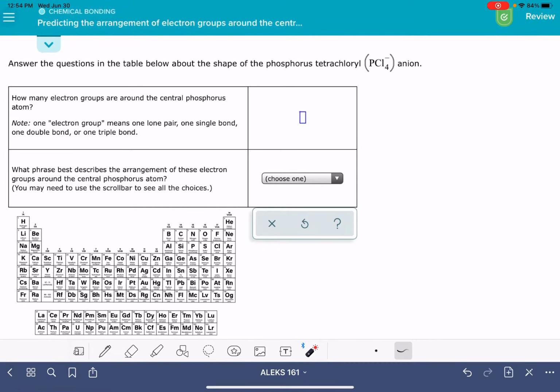In this video, I'll show you how to solve the ALEKS problem called predicting the arrangement of electron groups around the central atom of a molecule. To solve this problem, the first thing that we're going to need to do is draw a Lewis structure for the molecule. I have PCl4-.